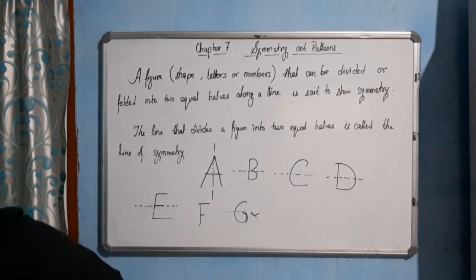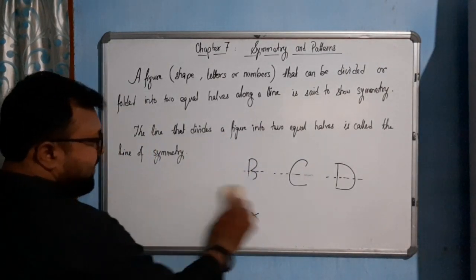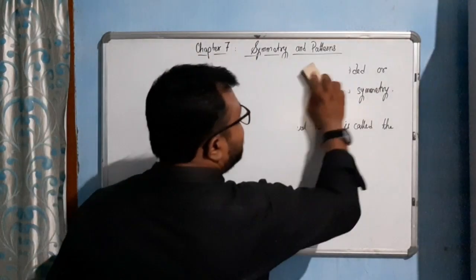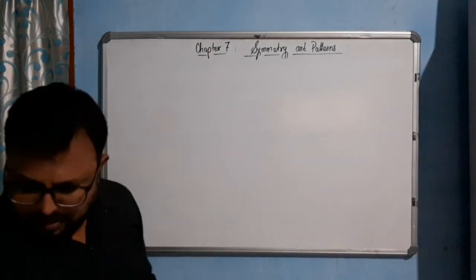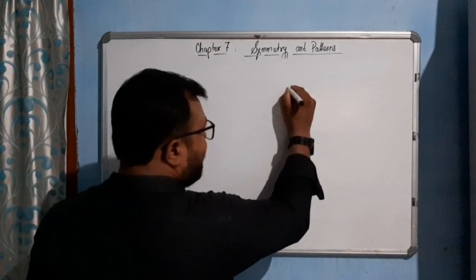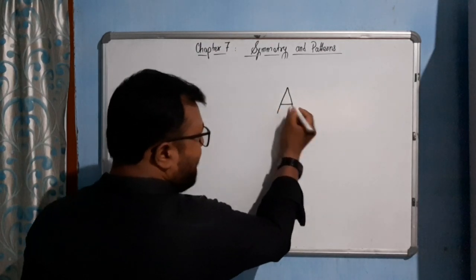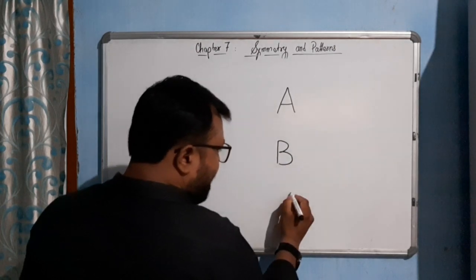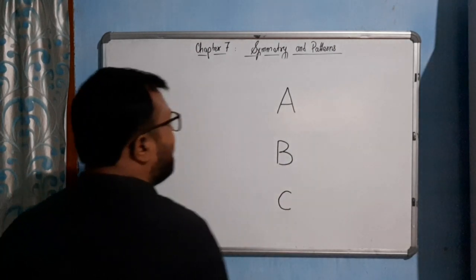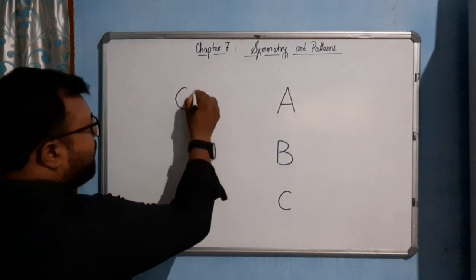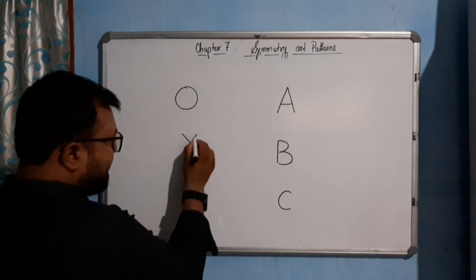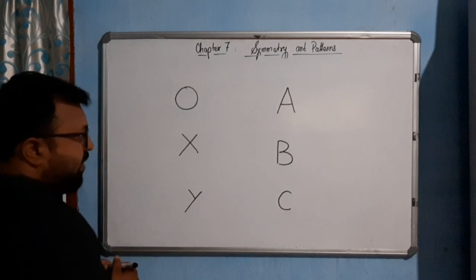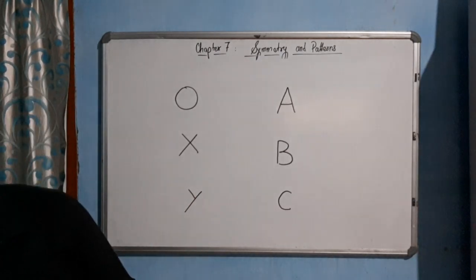Okay, now we will talk about reflection. Suppose, let me write a letter, suppose A. This is A. Okay, another letter B, C, O, X, you can say Y.